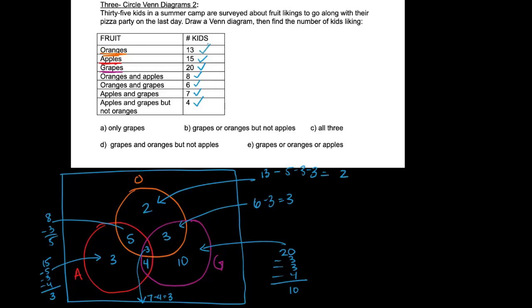And then the only other one that I don't have yet would be the outside number. So if I want to find the number of kids that don't like oranges, apples, or grapes, then I could just look at the total, and it told me up here 35 kids in a summer camp. Sometimes it's sneaky and you got to read it up in the problem and not in the chart. So there are 35 kids total, and we can take off all of the numbers on the inside of the diagram. So let's go ahead and do that.